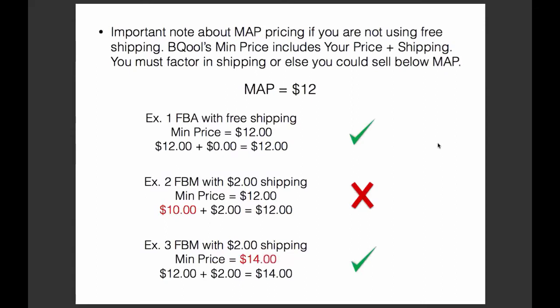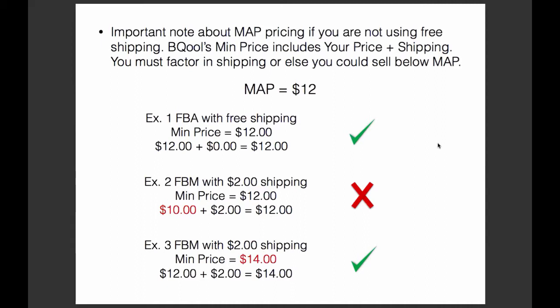And I have an important note if you're MF, if you're merchant fulfilled. If you're FBA and you have free shipping, you should just be able to use the MAP price directly. But if you're MF, there's something else you have to factor in. So let me go over that. Let's say your MAP price is $12, and you're FBA with free shipping, you just enter $12 for min. Okay, that's example 1. Example 2 is what if you are MF and you have $2 shipping or $3.99 shipping?